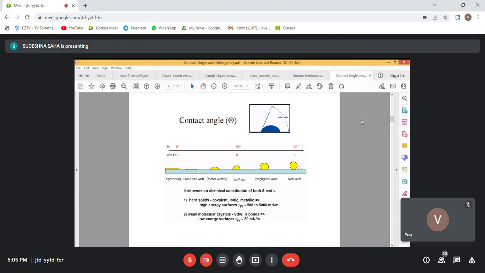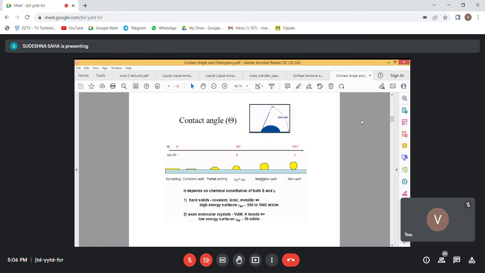When the contact angle is more than 150 degree, we call that a super hydrophobic surface. When it is more than 90 degree, we call it a hydrophobic surface. Okay. So if water is making a contact angle more than 90 degree with the surface, that is known as a hydrophobic surface. If it is more than 150 degrees, we term it as a super hydrophobic surface.